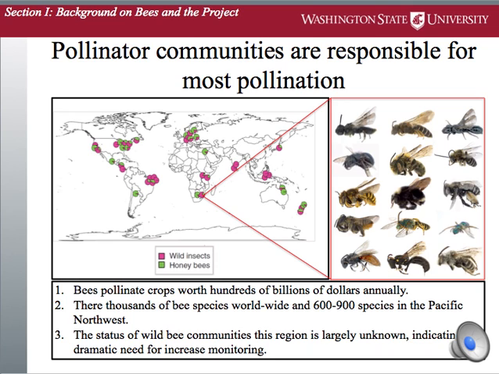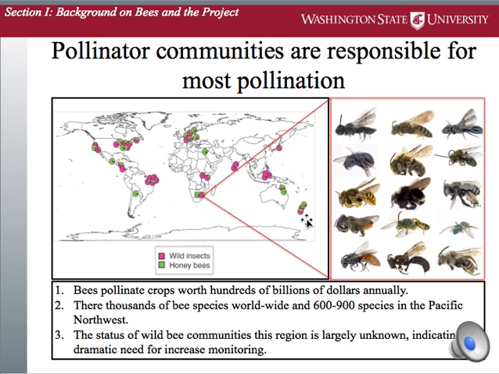Okay, so pollinator communities are responsible for most pollination on the planet. This means that no one species alone is responsible for the pollination services that these crops receive. In this figure, you can see that this author put together a number of different major agricultural crops throughout the world and looked at studies that surveyed the different pollinators that were responsible for pollination.